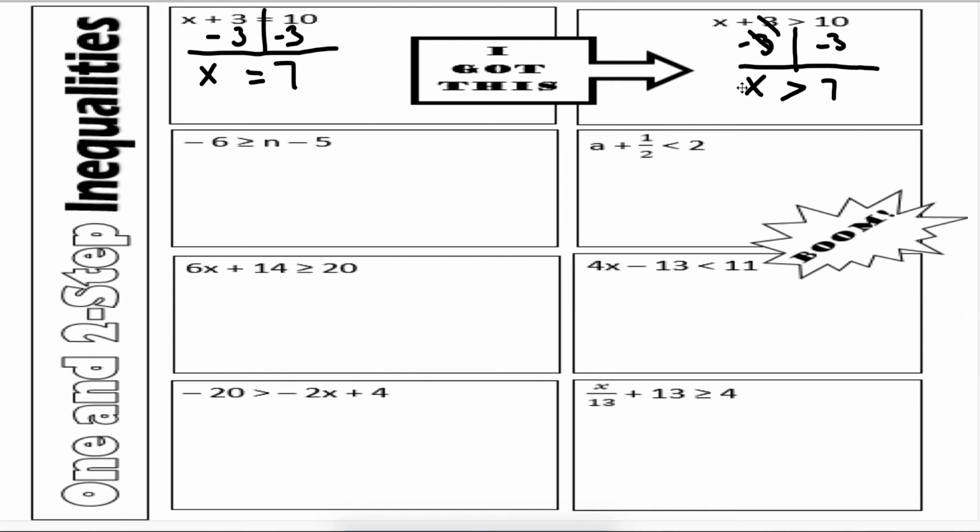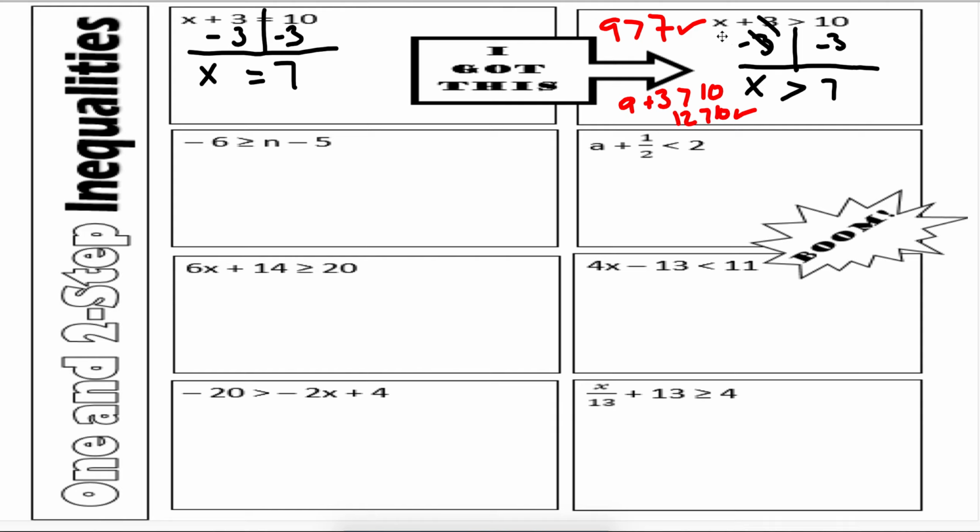We can check it. Let's pick a number that is greater than 7. Let's pick 9. 9 is greater than 7. Is that true? Yes, it is. Let's put it in here, where X is. 9 plus 3 is greater than 10. Well, what's 9 plus 3? 9 plus 3 is 12. 12 is greater than 10. Is that true? Yes, it is. We just proved that X is greater than 7.